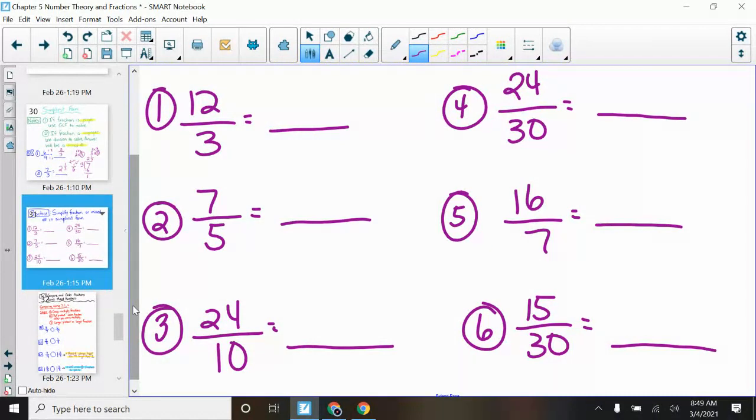Now remember, if it's an improper fraction, you must use division, and then your answer will be a mixed number. But make sure that the fraction you get when you make a mixed number is in simplest form, because if it's not, you're going to have to simplify it. That's a proper fraction, and for proper fractions, you use greatest common factor.